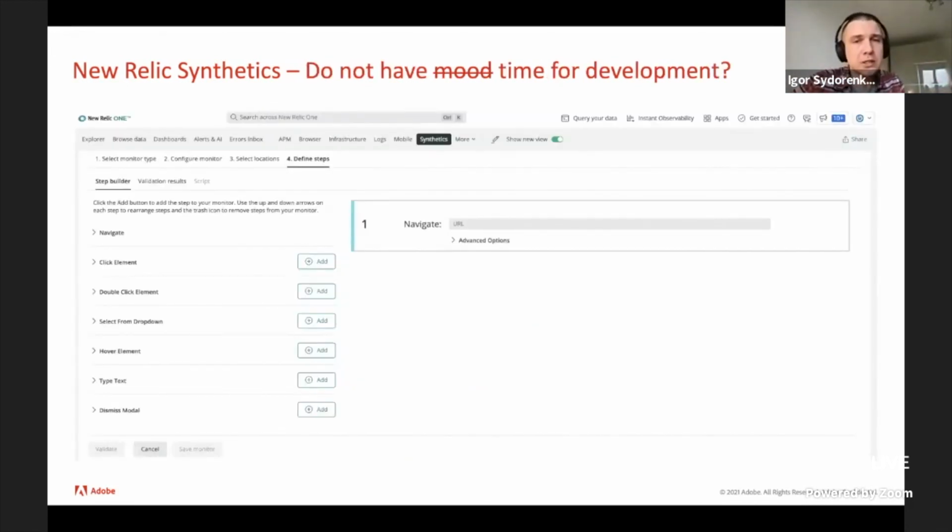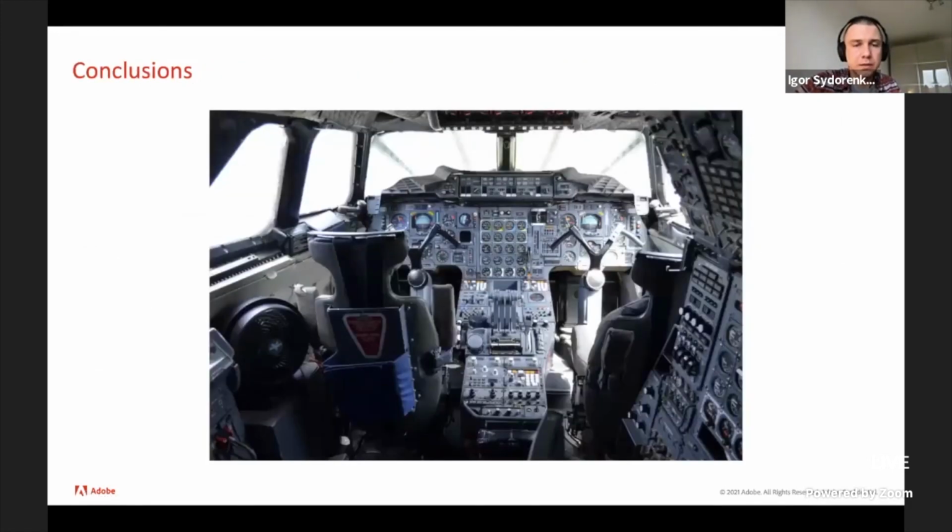Okay, let's assume you do not have mood or time for development. In this case, you can create a simple test with a UI. You just need to get the XPath of the elements, and that's it. You can click, you can fill inputs, and that's it. And yeah, that's it about this, we are on time.